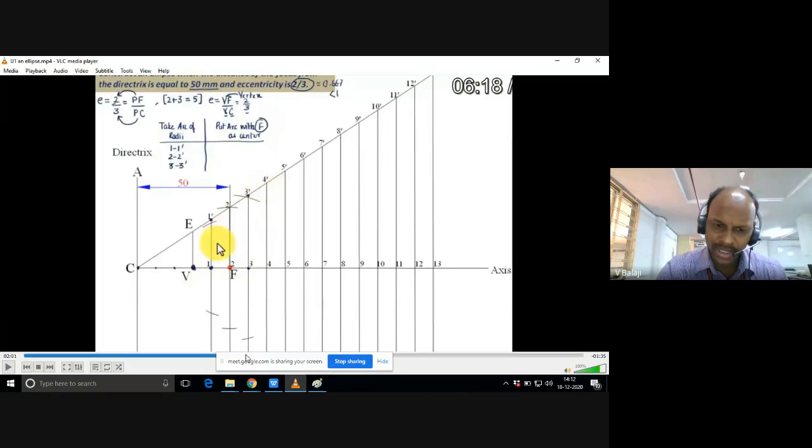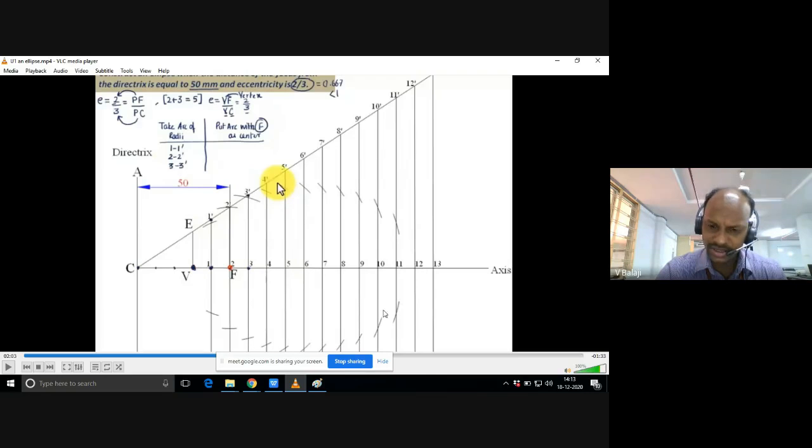So if you keep on doing like this, you will cut these perpendiculars at different points. Those are the different points required to draw the ellipse. You are able to see so many arcs, right? Repeat the same procedure for 3 dash, 4 dash, and so on. From the focus you cut the corresponding vertical lines. Automatically you will complete the ellipse.